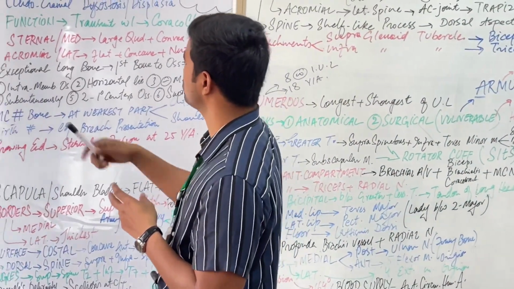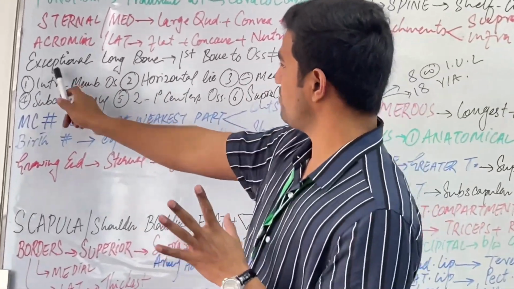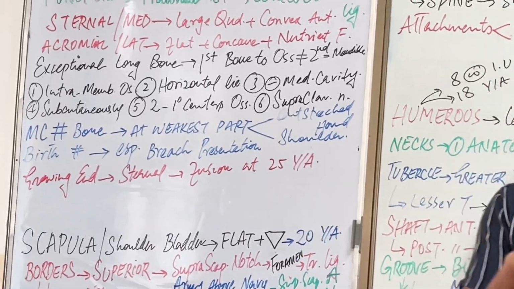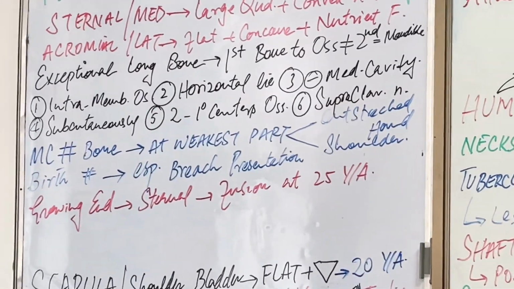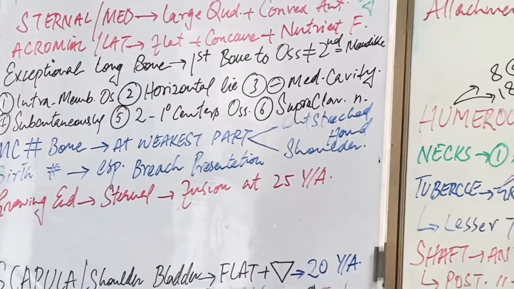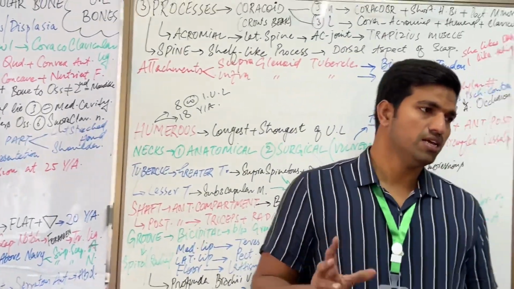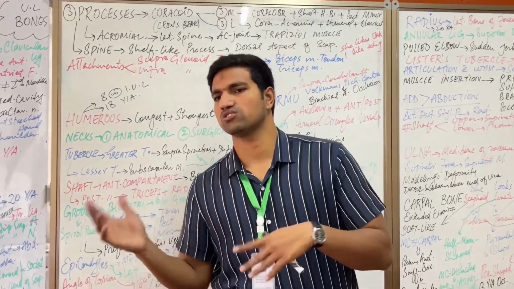Then we have talked about some exceptional features of the bone. First of all, I have talked about that this is the first bone to ossify. Then the second bone is the mandible. The first bone to ossify is the clavicle, and there are some features which distinguish the clavicle, which is a long bone, from the rest of the long bones.